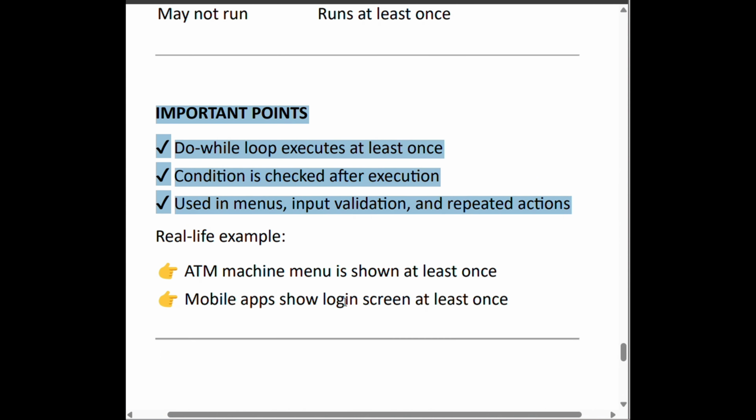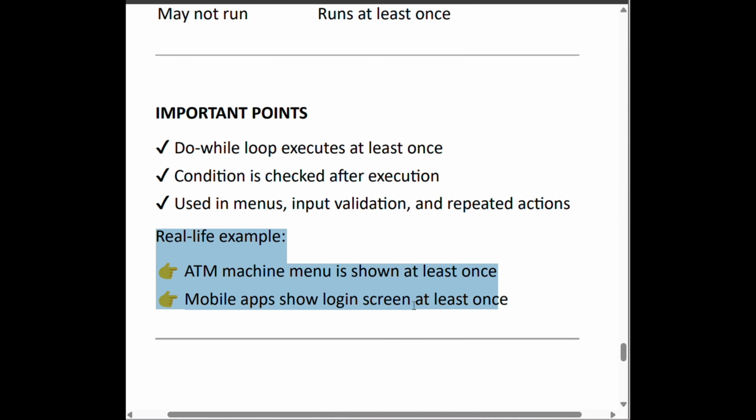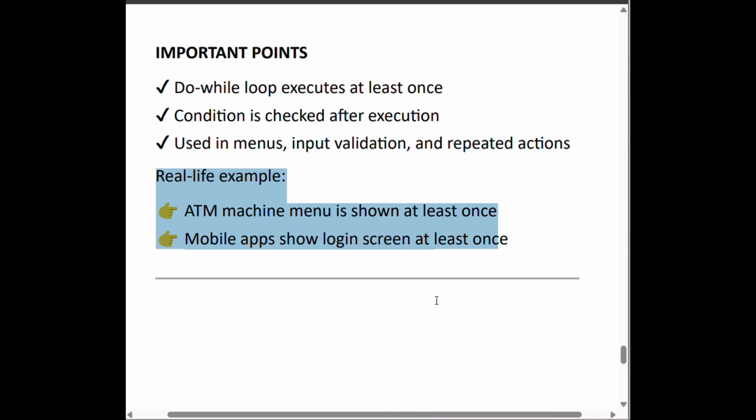So coming to real life example, ATM machine menu. The menu always shows at least once, even before checking anything like PIN or balance. Coming to mobile app, the login screen is shown at least once, so the user can enter details first.